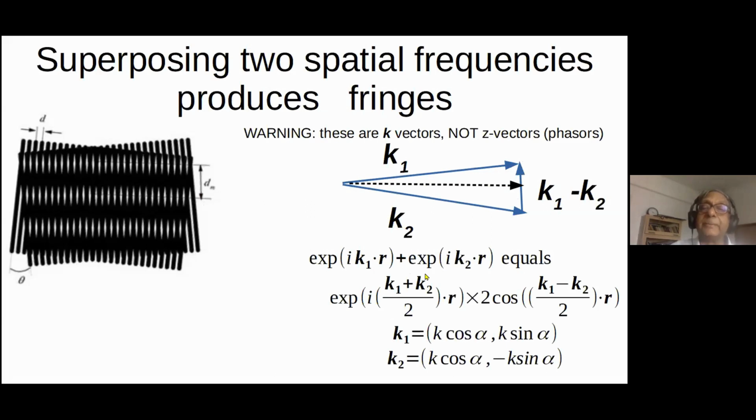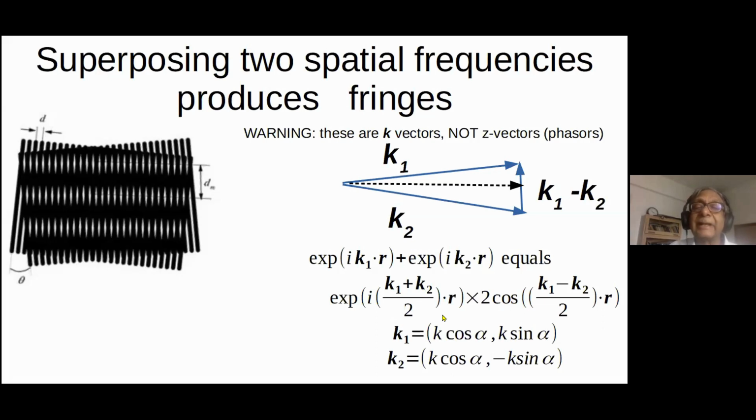So you do the same kind of factorization. And then you say, this k1 plus k2 is large. And remember the inverse relationship of k to wavelength. So this means this is a wave of short wavelength, which is being modulated by a cosine function of a much longer wavelength, because k1 minus k2 is small.